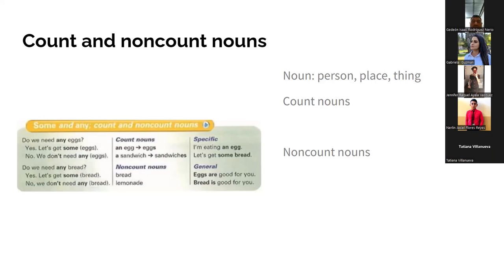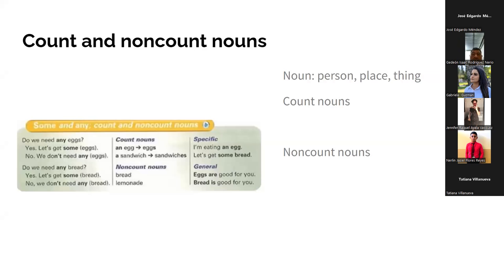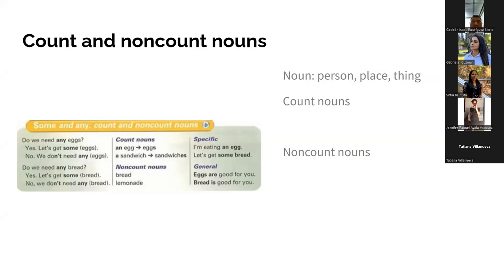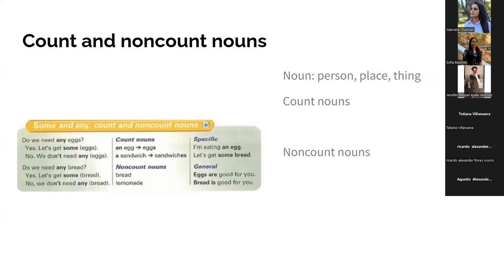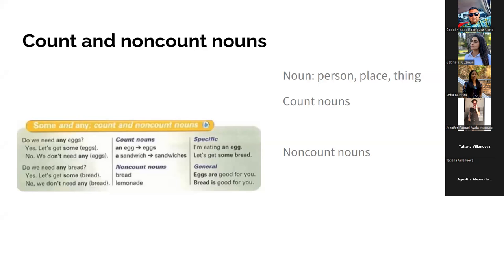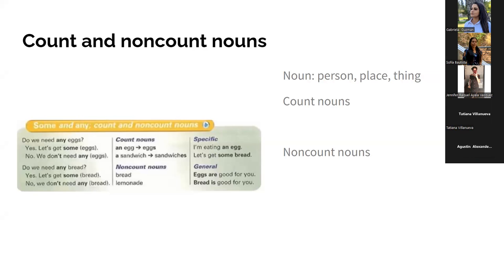A los contables, ¿los podemos pluralizar o no los podemos pluralizar? ¿Le podemos agregar eso o no? Los contables. Ajá. Sí, a los contables, sí. ¿Y a los incontables le podemos agregar eso o no los podemos agregar ese? No. Exactly, exactly, very good. So countables, sí le podemos agregar ese. Uncountables or non-countables, no le podemos agregar ese.